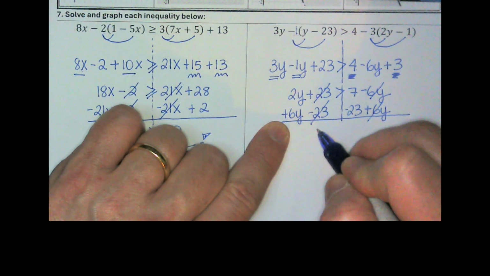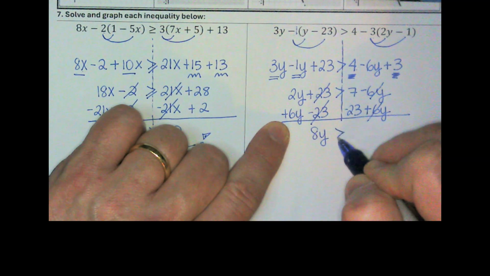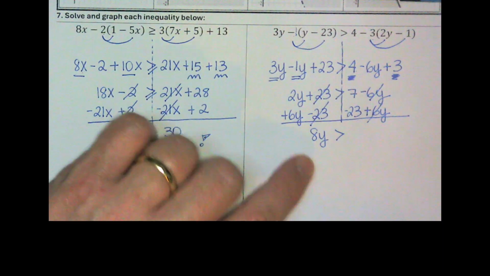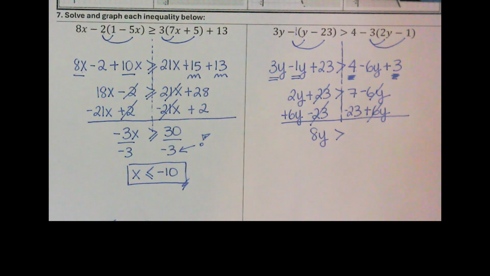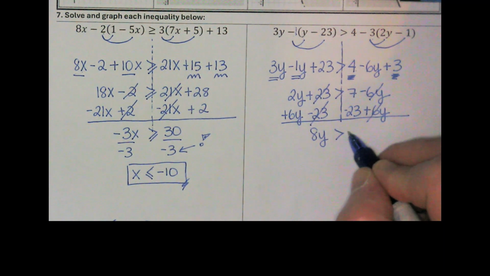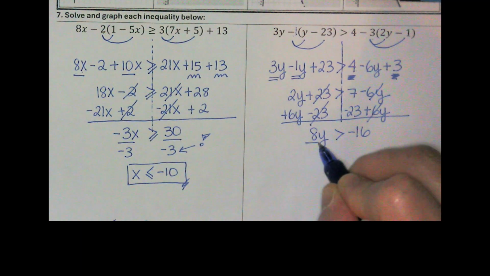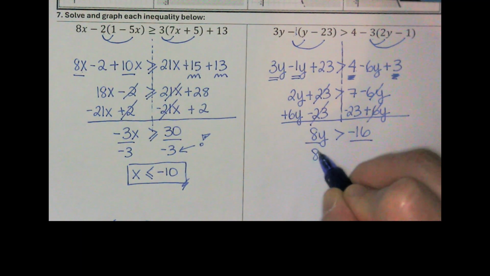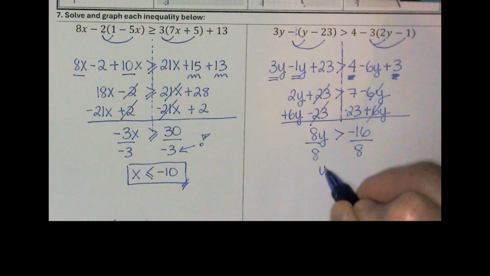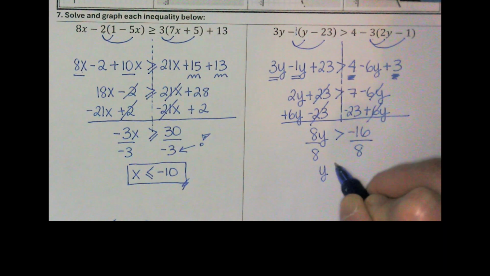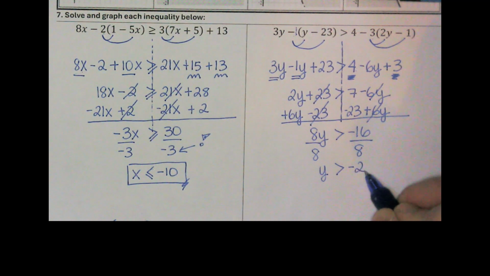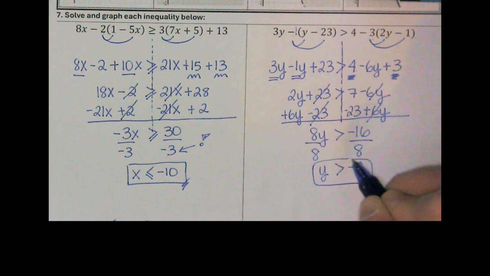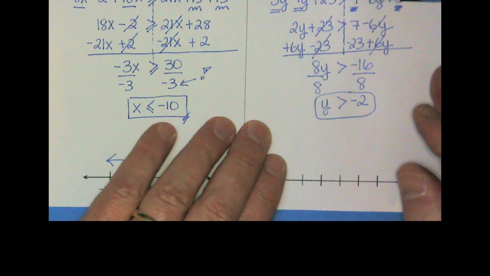6 plus 2 is 8y greater than. Then 7 minus 23 is negative 16. And we divide both sides by 8. And then y. This time we are not going to flip because the 8 is positive, and this would be negative 2. So that's my answer right there, and I need to graph.